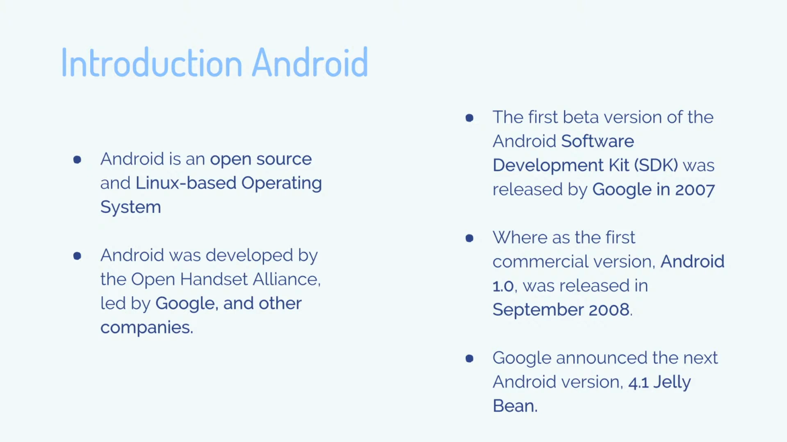After that, 2 and 3 were not released. Then they announced the next Android version, 4.1, that is Jelly Bean. Android versions always started with some food or dessert name, but the later ones, Android 10 and Android 11, will not have any name, just a version number. So that's it about the introduction to Android.